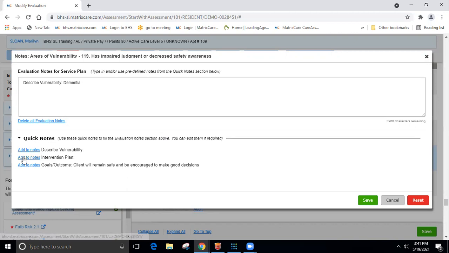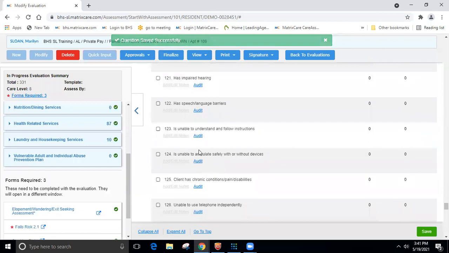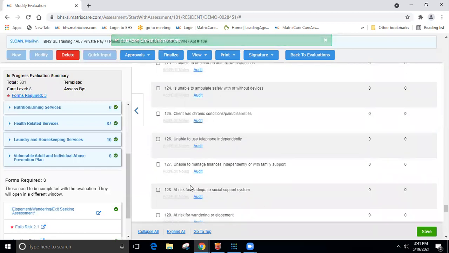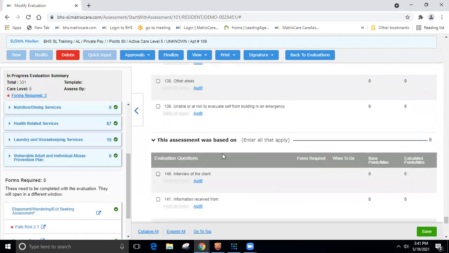Then I could put in the intervention and plan, and I could write in what we're going to do for them. And then the goals are pretty much written for you, but you can go ahead and change those. So you just really want to go through your vulnerabilities, and the aides have access to this. This is going to show up on their service plan for them. So then they always have access to their vulnerabilities or individual abuse prevention plan. That is why that's so important to have it here.